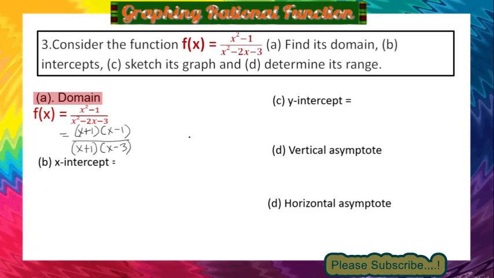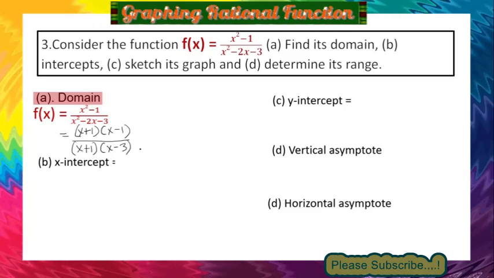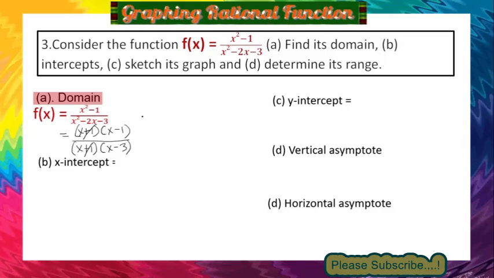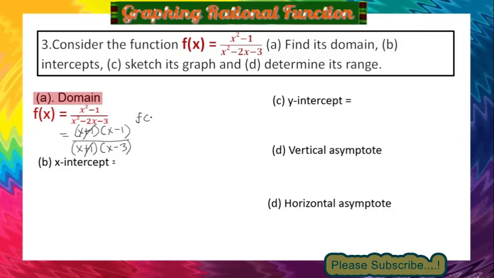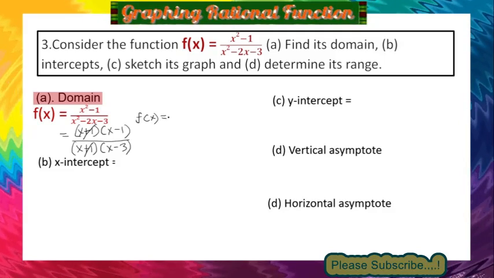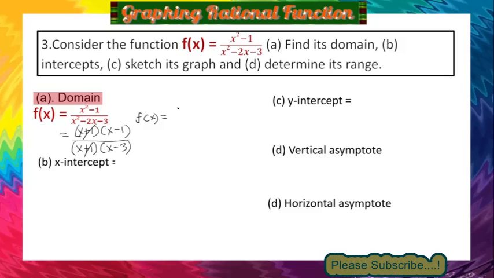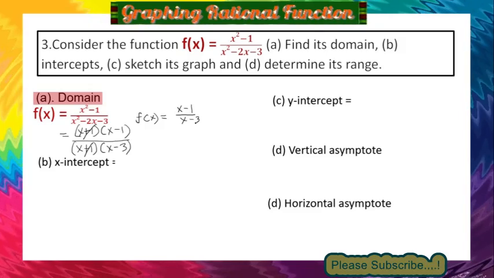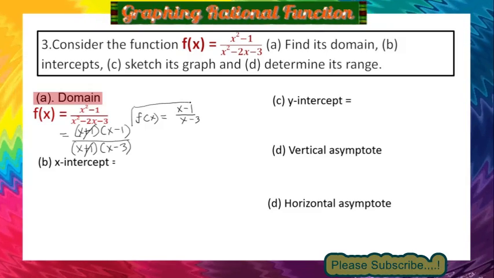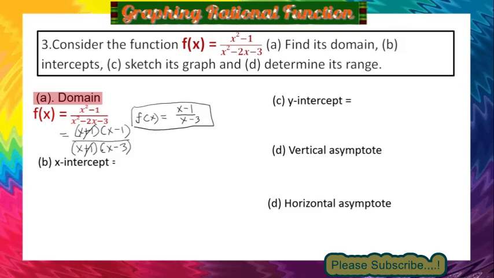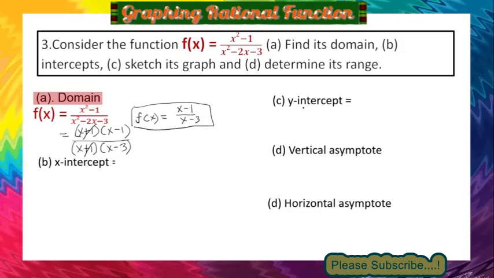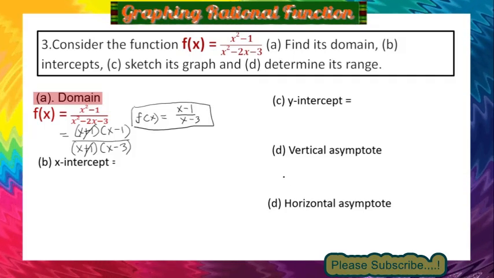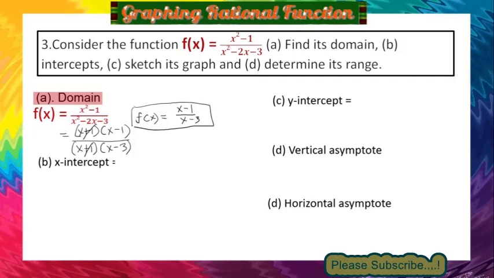So as you can see, this is cancelable, so we will cancel this one and this one. The remaining value of our function is f of x equals x minus 1 over x minus 3. This will be our reduced form to be used for the rest of the values: the x-intercept, y-intercept, vertical and horizontal asymptote.